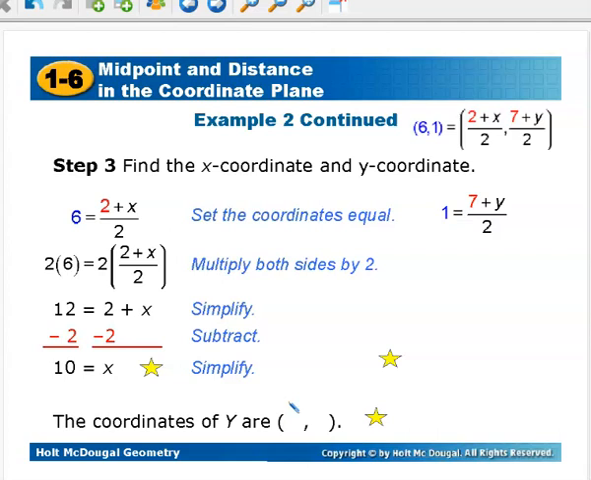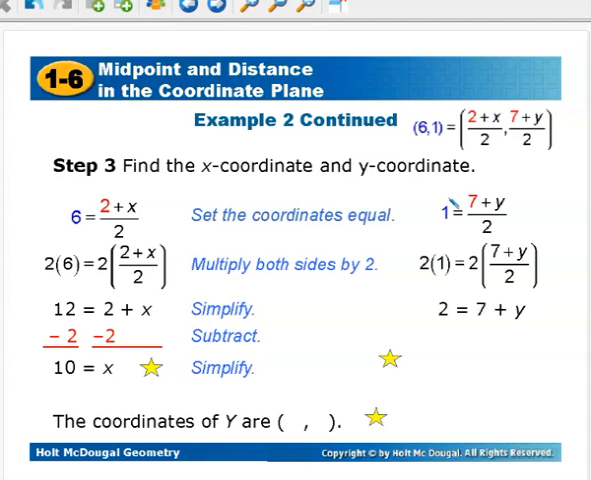Now for the y portion, the y coordinate of point Y, we'll do the same thing. Set the coordinate equal to the midpoint of y. Right here, I'm going to just label it like that. This is the endpoint for point Y, which may sound a little confusing. But once I get it set up right here, I can go ahead and solve that just like any other algebraic equation.